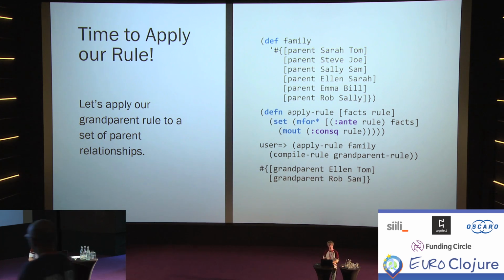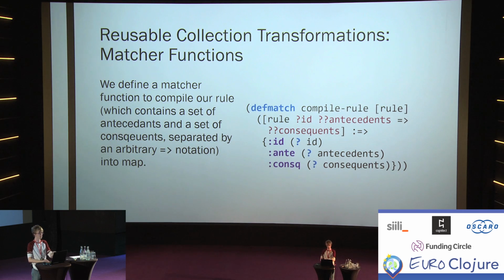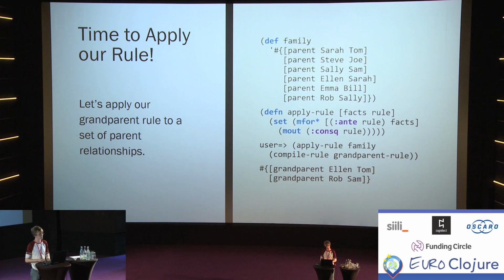So let's apply our rule. We have our set of family data, and we have our apply rule function, and we're going to apply the compiled version of our grandparent rule to this set of facts. I believe the compile rule function's back here. So we're going to compile that grandparent rule, and apply it to our family data. What we get out at the end is that Ellen is Tom's grandparent and Rob is Sam's grandparent.